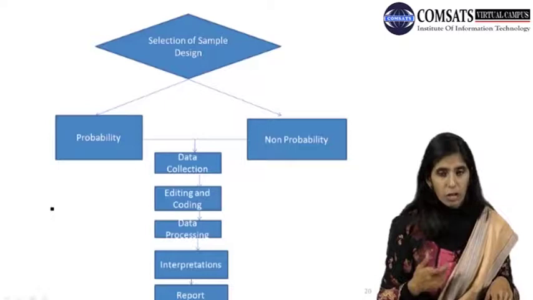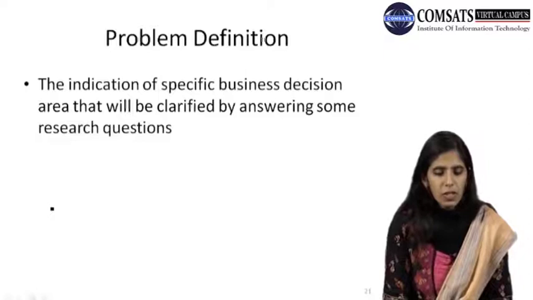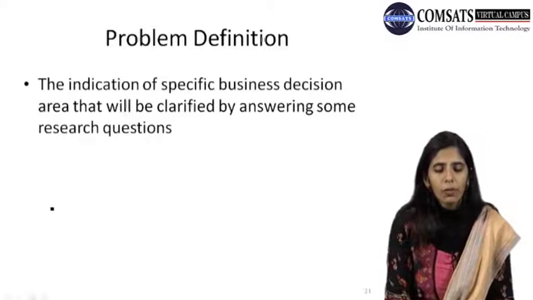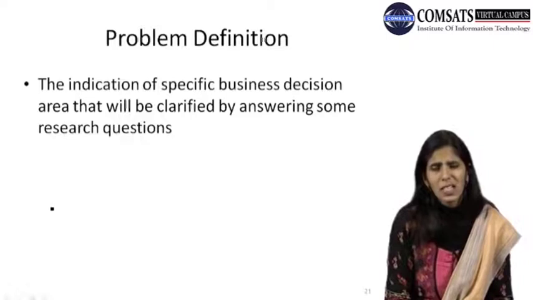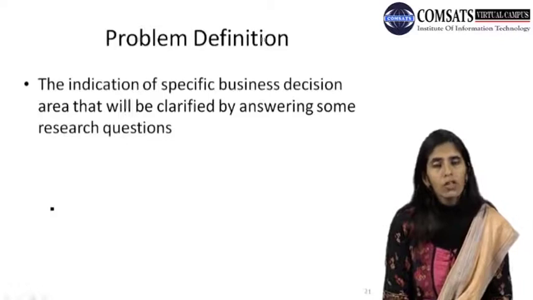Now, starting from the problem definition which we have just focused on, which shows that problem definition is an indication of a specific business decision area that will be clarified by answering some research questions. Now, when we are defining a problem, we are basically clarifying what answers we are looking for from our research questions. That is, on the basis of the research questions we have formulated, what kind of answer we need, what kind of result we want, what kind of problem we want to solve, and basically what kind of outcomes we want to talk about. So these are the things we have to address in our problem definition, which in the case of exploratory research we will discover.